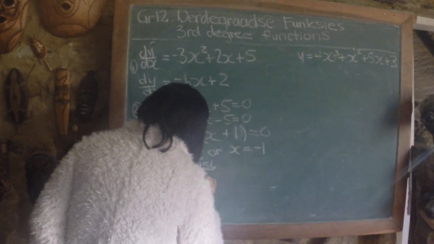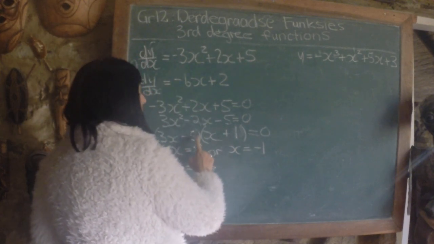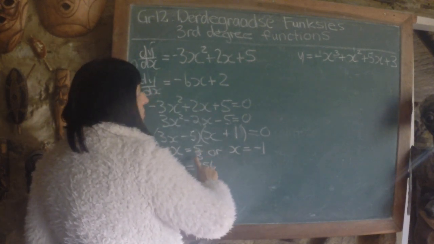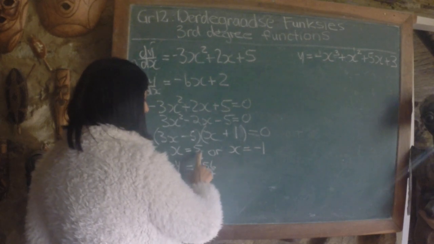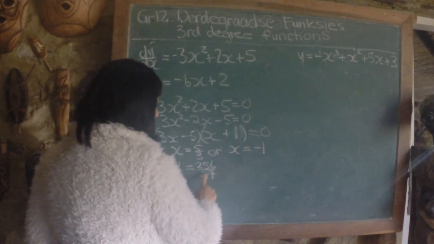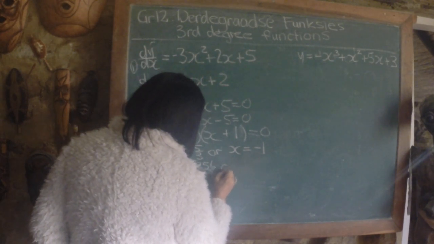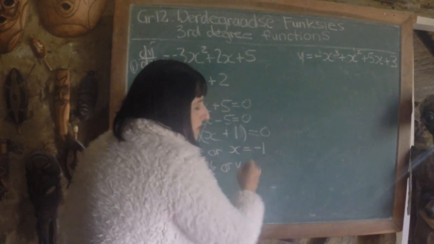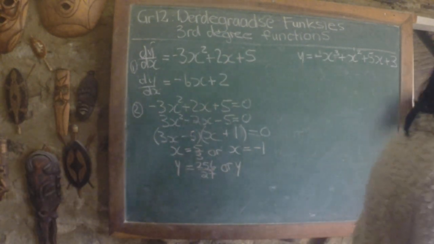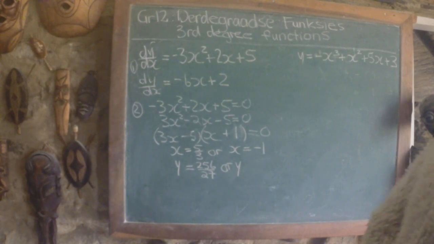256 on 27. Go and see whether you do the substitution correctly, because the answer that you must get for 5 on 3 is 256 on 27. And the y value, when you substitute x equals minus 1, must be 0.